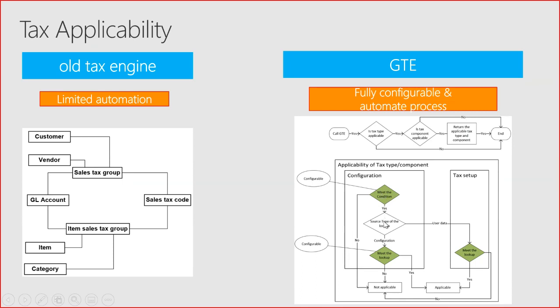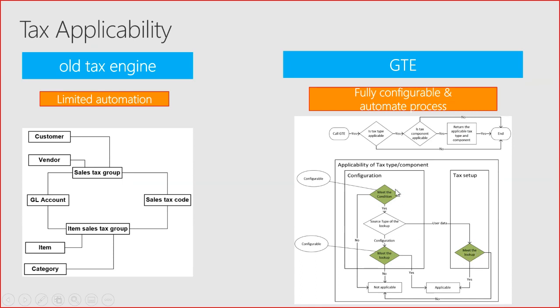If it is satisfied, it will further check the lookups, the type of lookup. If the type of lookup is configuration, the system will further check whether the lookup you define in the configuration is satisfied. If yes, okay, then this type is applicable. If not, of course, it's not applicable. And there's a possibility that you define the lookup where the source type is user data. Then the system will check the lookup you define in the tax setup.